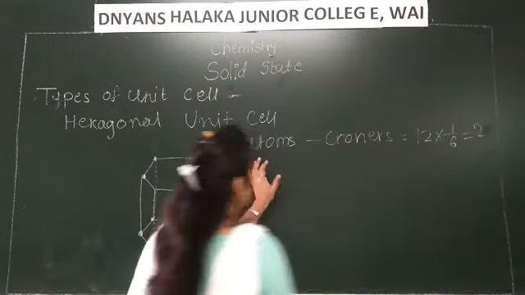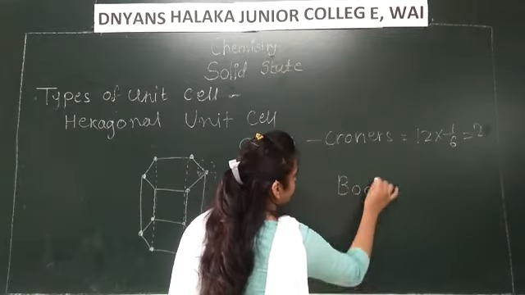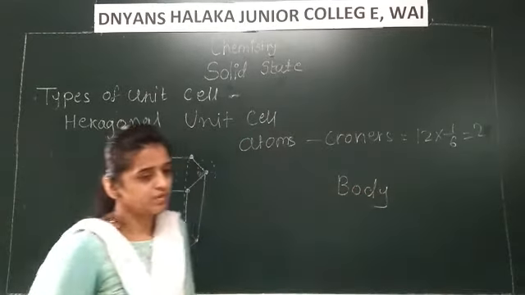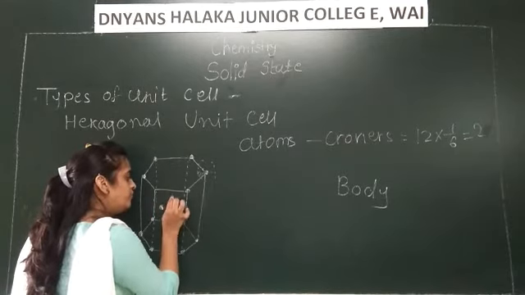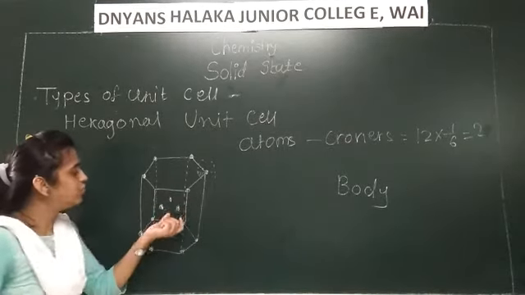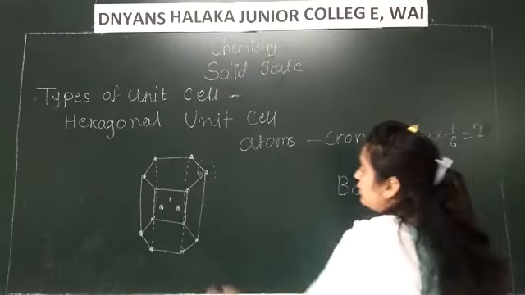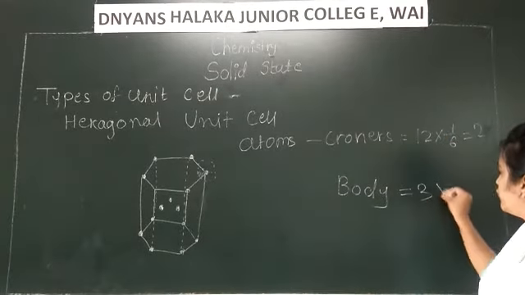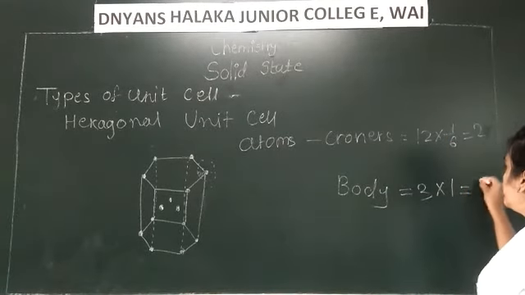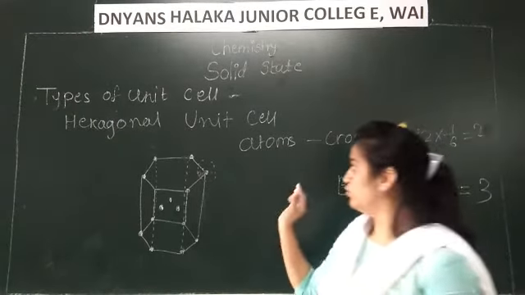Next, atoms are also situated in the body. So body part: in this body, three spheres are inside this cube. So 3, and these full spheres are inside this cube. So 3 into full portion is 1. So 3 into 1 is 3 atoms situated at body center of hexagonal unit cell.